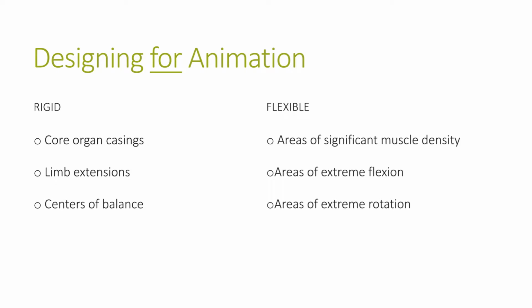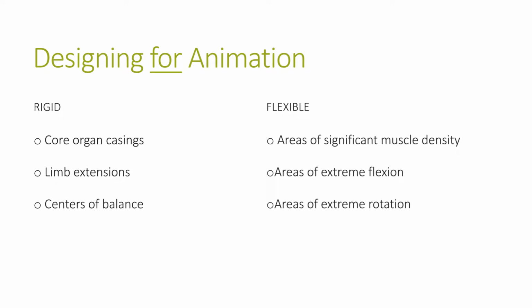Right, moving on. So when we design it, we know that characters are designed differently. The rigid things: core organ casings, pelvis. Limb extensions, this is an interesting one. There is a rigidity in the extension of our limbs. We can bend at the elbow, at the shoulder, at the ankle, at the knee, but we can't bend midway through the femur. We can't bend midway through the thigh. We can't bend midway through the humerus or anything like that. So there's rigidity in the extension of our limbs, these points. We've got to remember that.